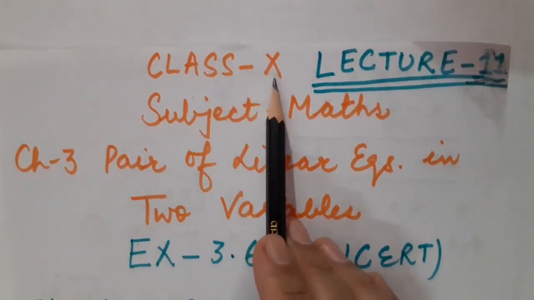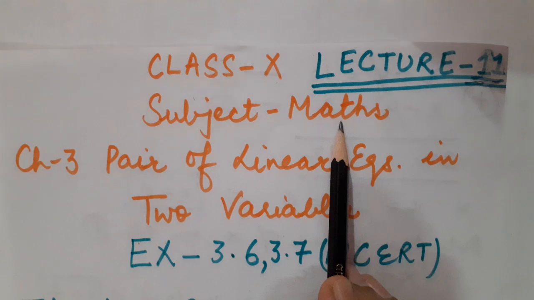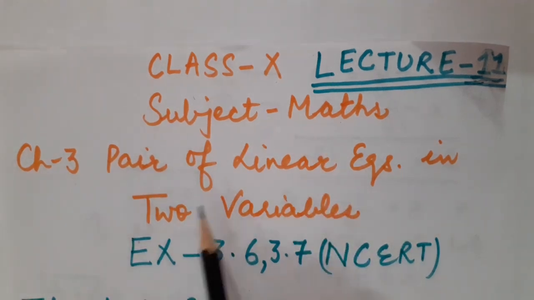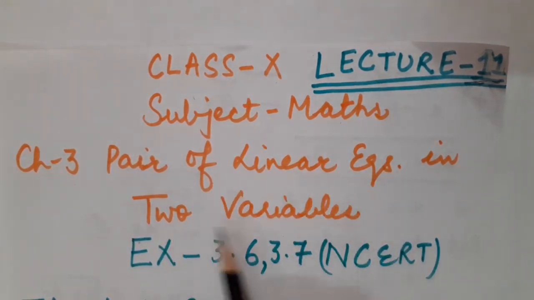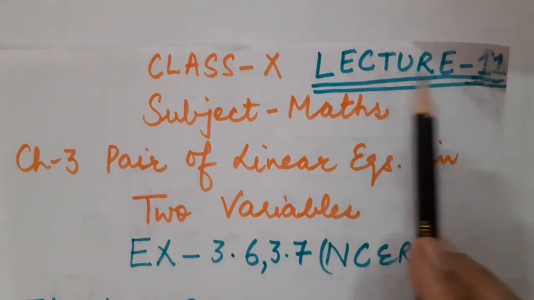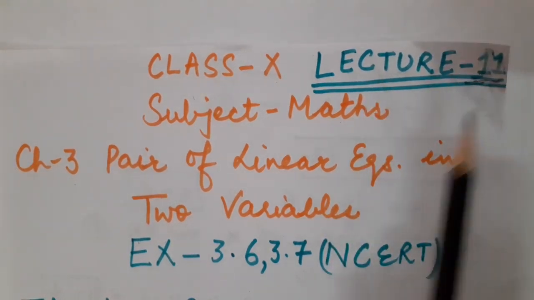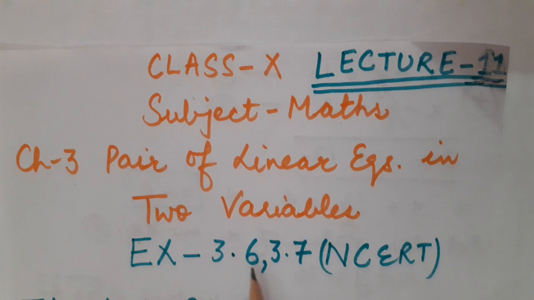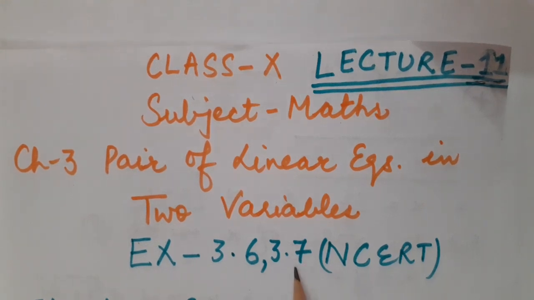This is class 10th, subject mathematics, chapter number 3, pair of linear equations in two variables, lecture number 11, exercise 3.6 and 3.7. That is optional exercise, and the content, children, I am going to cover from NCERT.